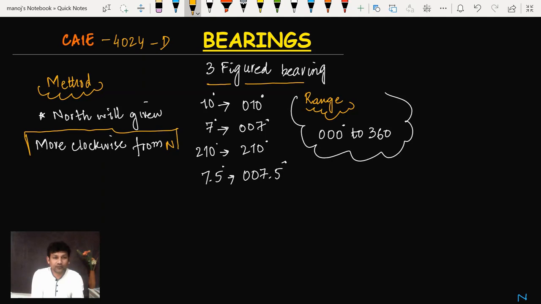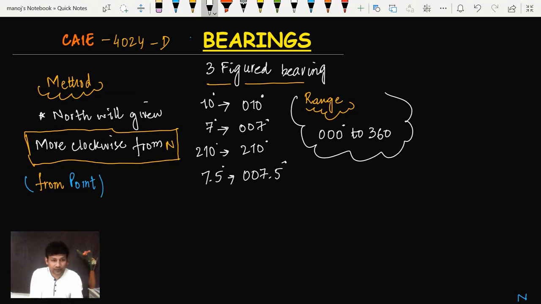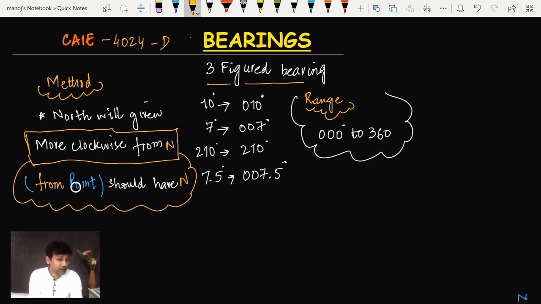But I have to add one more important thing: from a point, that point should have north. From A means A should have north. From B, B should have north. From C, C should have north.